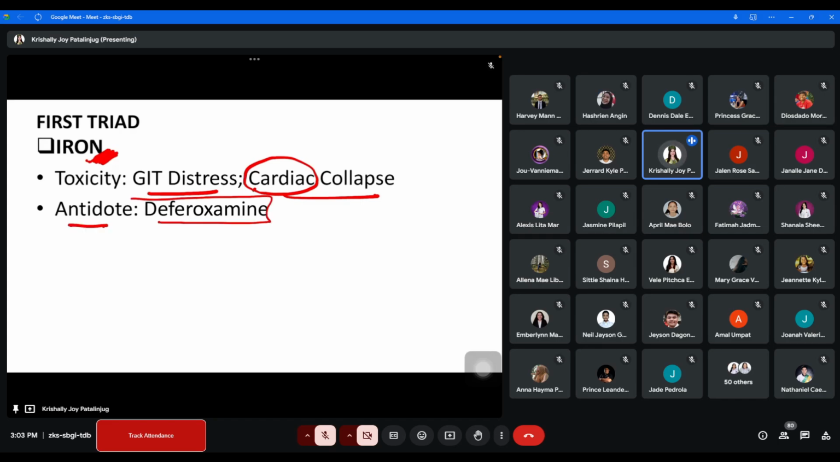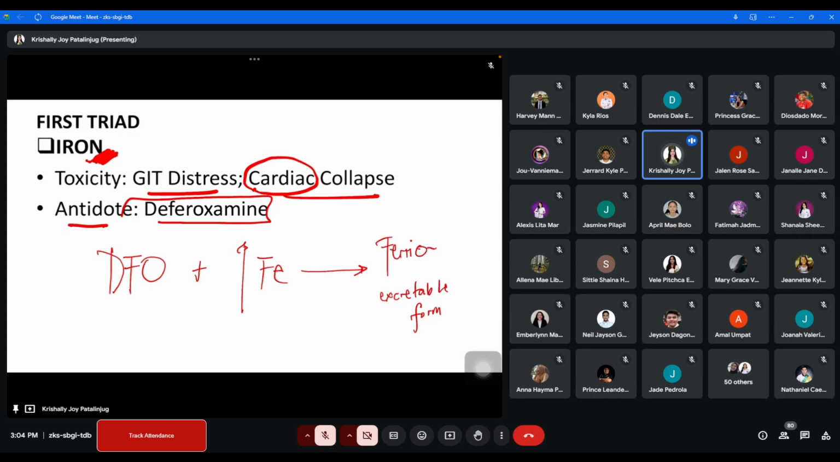Ito, antidote is deferoxamine. Kasi it's a chelating agent, kaya niyang mag-form complex with iron, forming the excretable, non-toxic form of iron, the ferrioxamine.